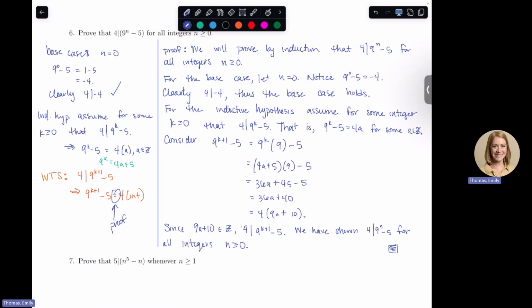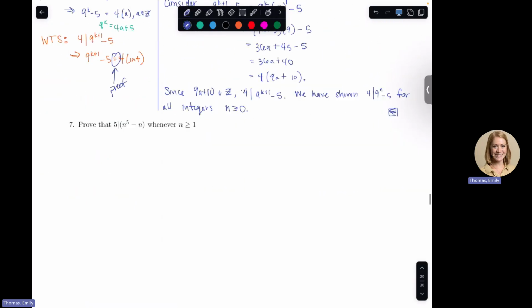All right. How do we feel about number 6? Good? Any questions? Michael? Never mind, I see. This is 9 to the k plus 1 because 9 and 1, k and 1. Okay. All right.